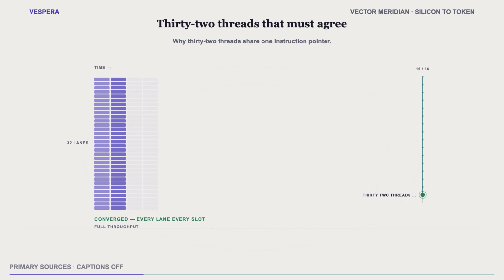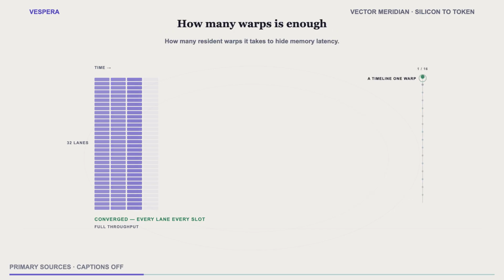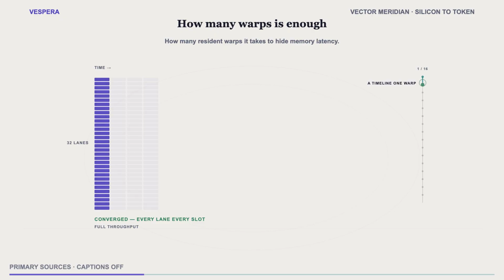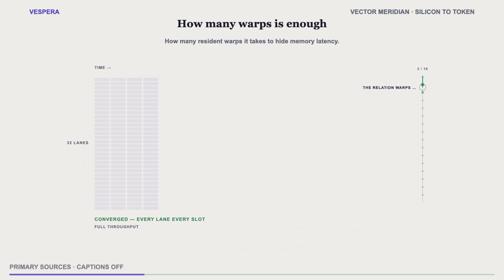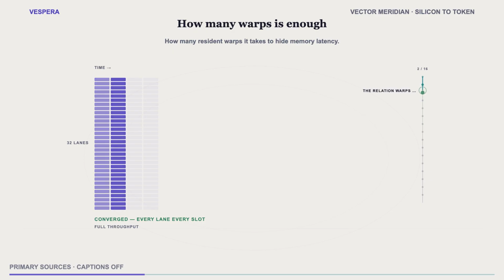How many is enough? "Have lots of threads" is not engineering. Let us work out the actual requirement, because the number is both calculable and surprisingly demanding. The question: how many warps must be resident on a multiprocessor so that the arithmetic units never idle while waiting for memory? We need 3 quantities. How long does a memory access take? How long can a warp compute before it needs another one? And how many warps can the hardware hold?